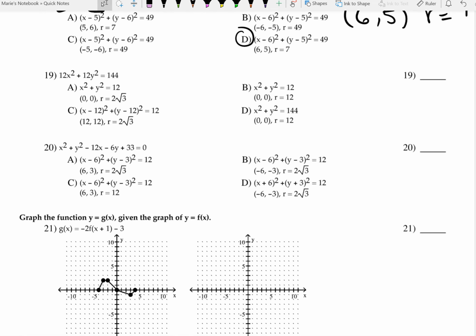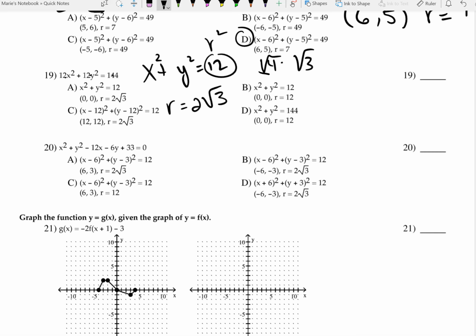Okay, and so for number 19, I'm going to divide by 12 on all three of these to get x squared plus y squared equals 12. And remember that this represents r squared according to our formula. So r is actually equal to 2 square root of 3. Again, remember this is square root of 4 times square root of 3, and that's where I'm getting the 2 from. And our origin would be 0, 0. So this would have to be answer choice A in this case.